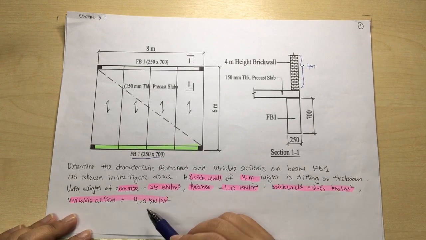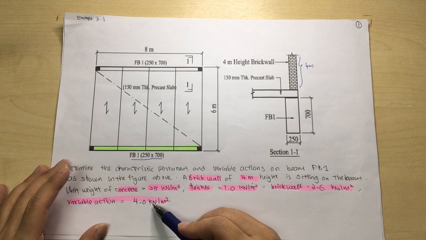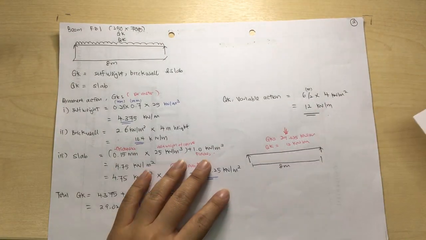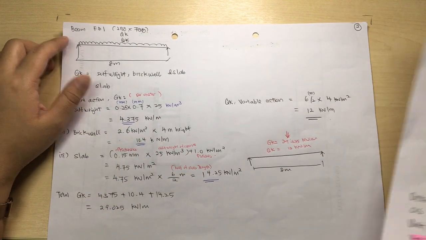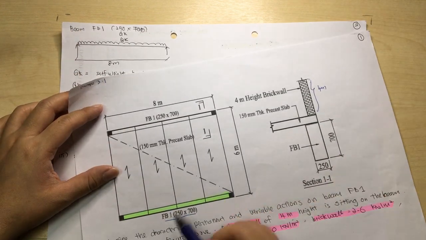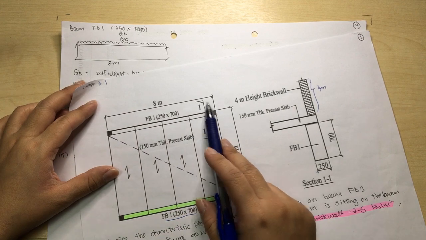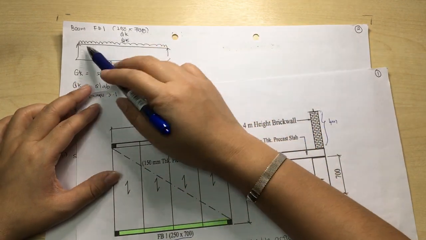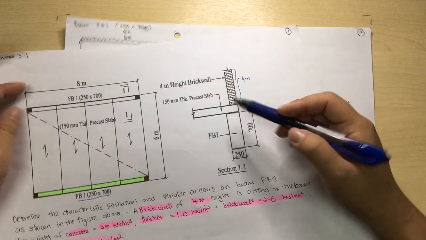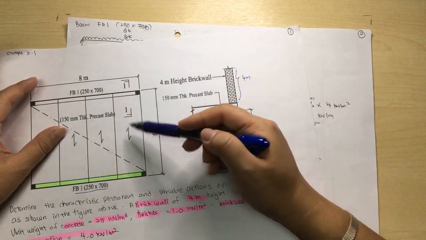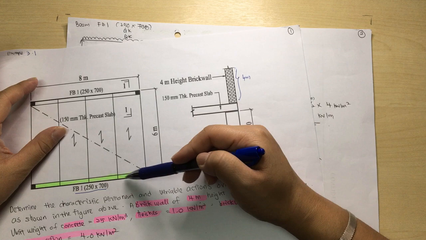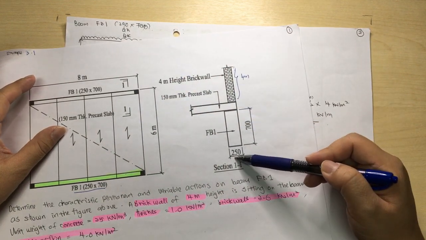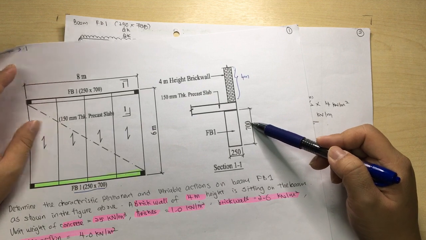The variable action is 4.0 kilonewton per meter square. Let us look at FB1. This is 8 meter. The load from the precast slab will distribute to FB1 here and FB1 here. This is FB1, which is 250 times 700.